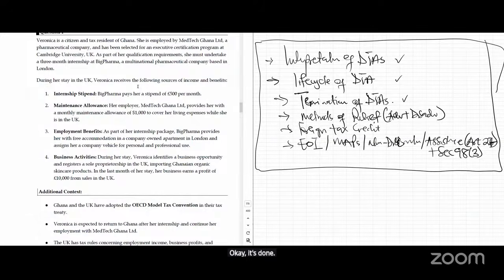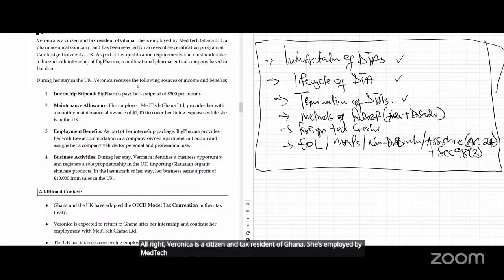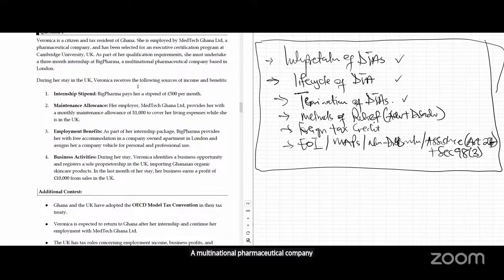All right. Veronica is a citizen and tax resident of Ghana. She's employed by Medtech Ghana Limited, a pharmaceutical company, and has been selected for an executive certification program at Cambridge University, UK. As part of her qualification requirement, she must undertake a 3-month internship at Big Pharma, a multinational pharmaceutical company based in London.